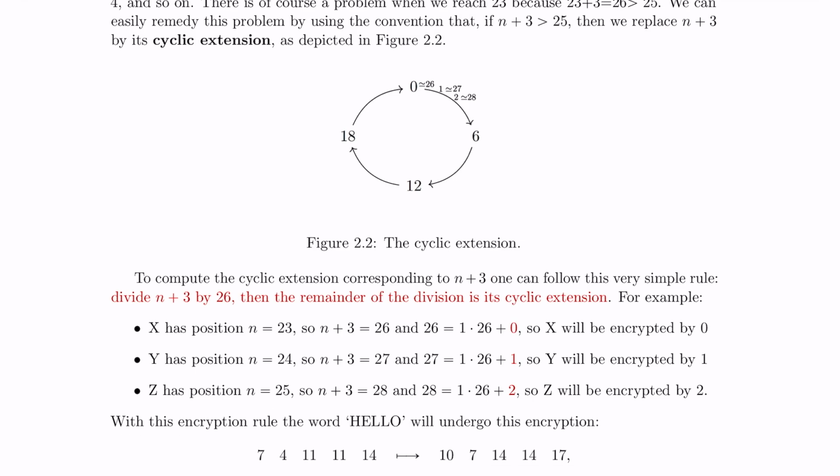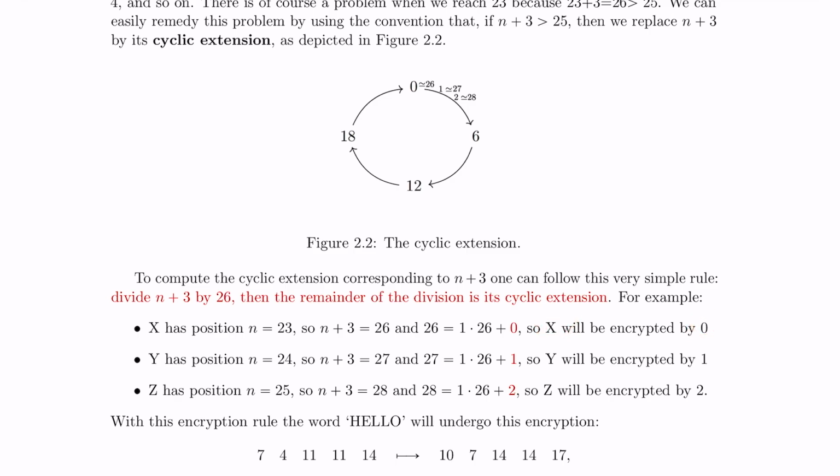With the encryption n plus 3, the cyclic extension is this simple rule. Divide n plus 3 by 26, and the remainder of the division will be the cyclic extension. Let's see some examples. Let's start with the first letter which creates a problem, x, which has position 23, plus 3 is 26, and 26 can be written as 1 times 26 plus 0. 0 then is the remainder of this division, and so the cyclic extension of x is 0.